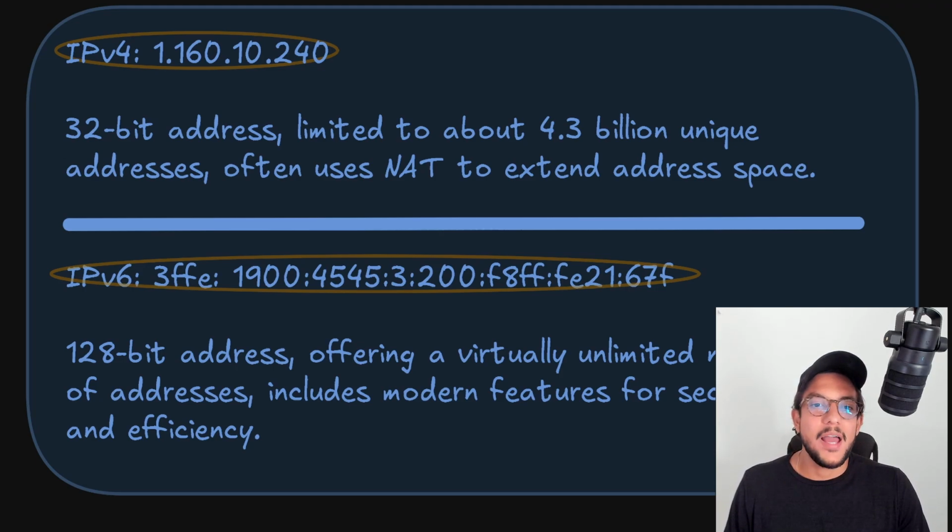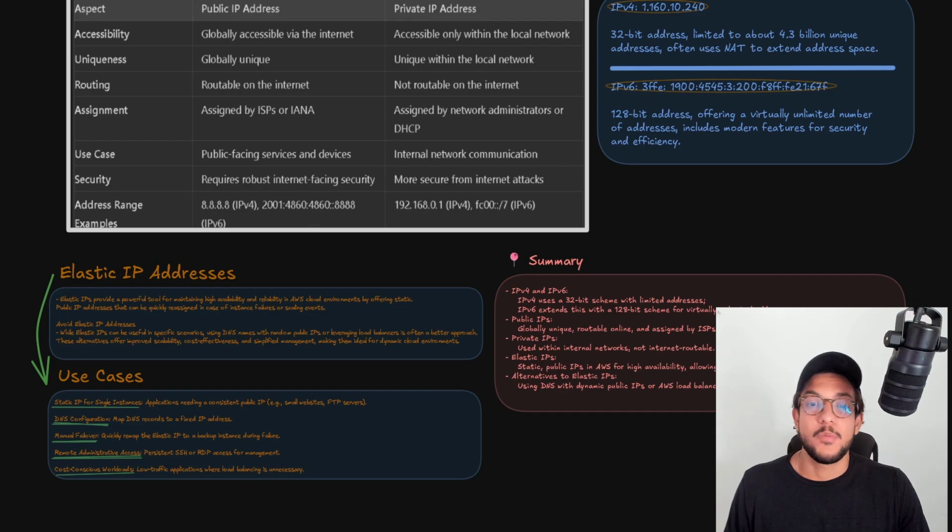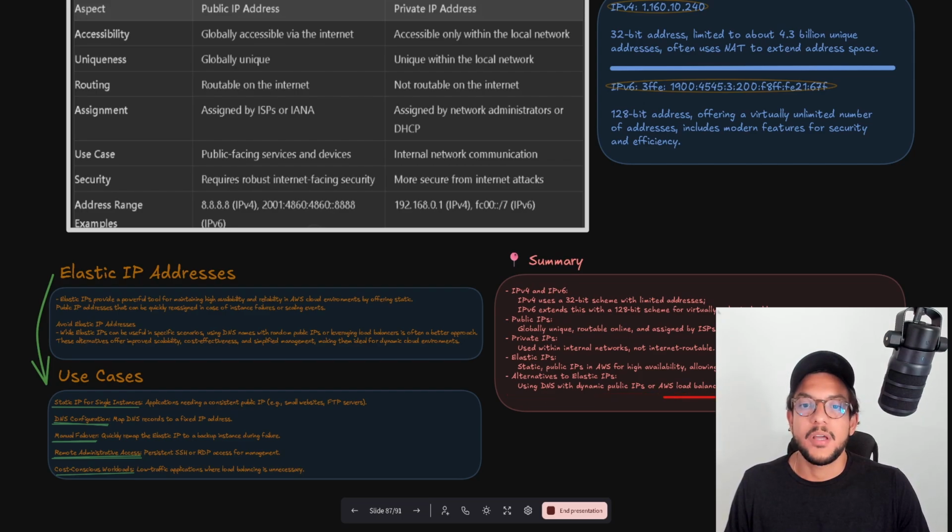Some of the best practices you might not find in the documentation here. First, don't rely on dynamic public IPs for production workloads. They are temporary by design. Second, for critical applications, consider using Elastic IPs, but remember, you pay for unused ones as well. Better yet, use DNS with Route 53 and application load balancers, rather than manage individual IPs. This is a much cleaner architecture.